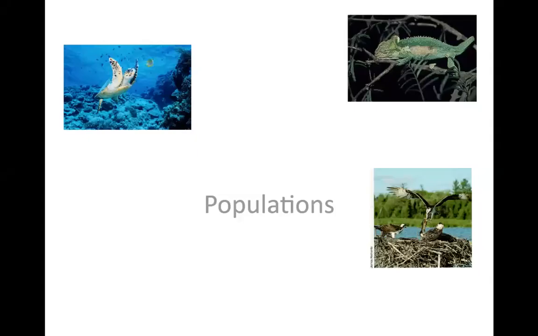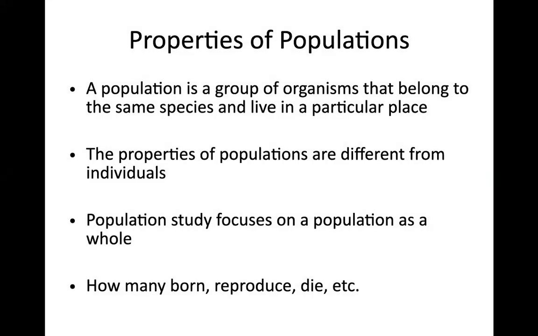So today I'm going to be starting chapter 19, which is on populations. And I'll be covering section 1, which is on the properties of populations. So a population, which we learned about at the beginning of this whole unit, is a group of organisms that belong to the same species in a particular place.